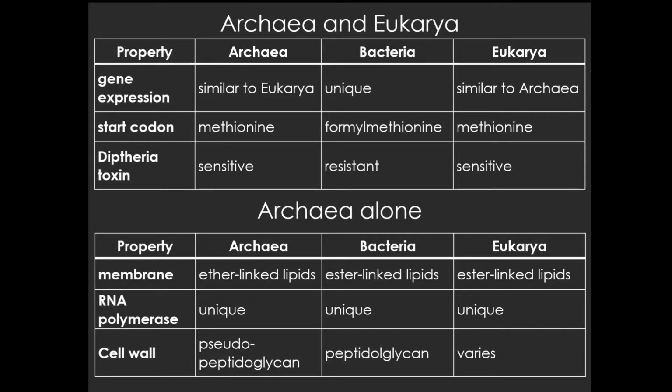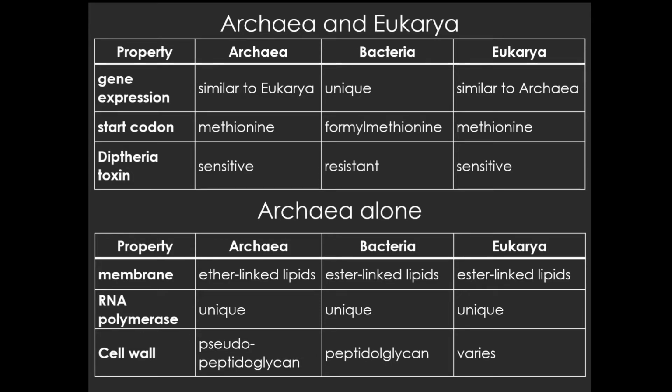In fact, the start codon for both archaea and eukarya, you might remember that from general biology, is methionine, whereas for bacteria, it's formylmethionine. So it's a totally different amino acid that's used to start the translation of bacterial proteins. In addition to that, an interesting thing: archaea and eukarya are both sensitive to diphtheria toxin, which is a kind of toxin called an AB toxin that we're going to be talking a lot about later on.